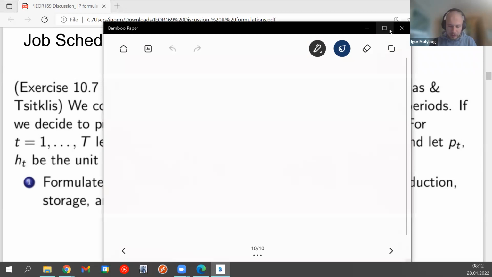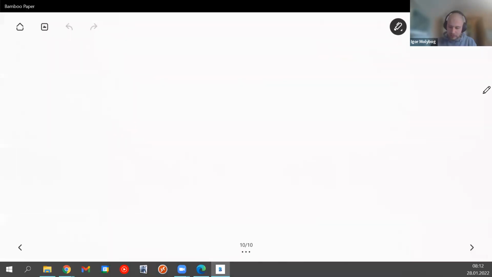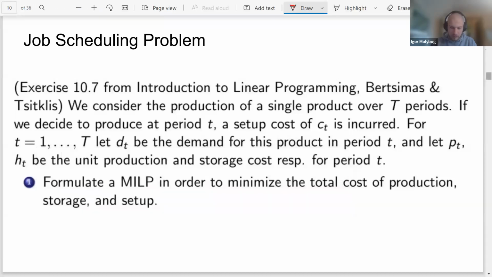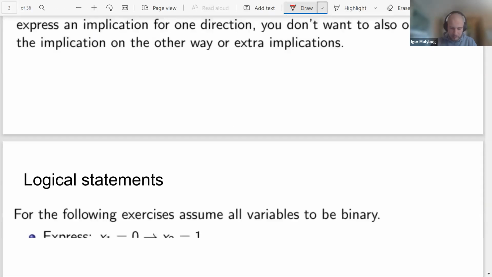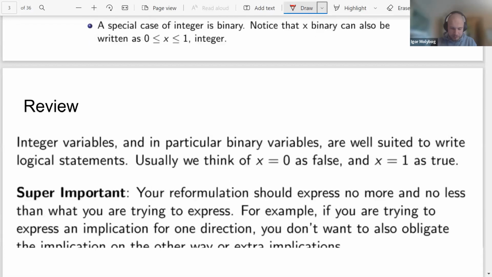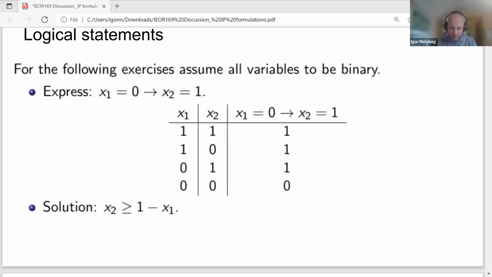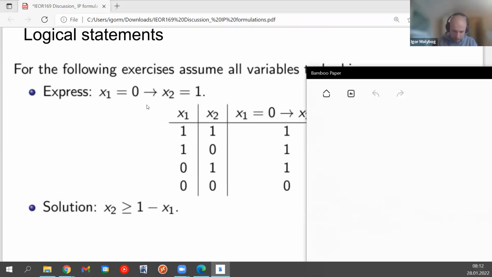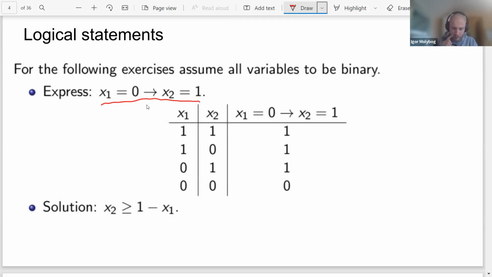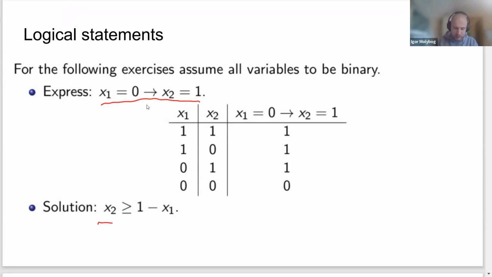Imagine a case when you are really struggling with putting down the reformulation of your logical condition to a system of linear inequalities. Let us take a look at an example. Let's say that we have this example here, and we would need to construct this inequality here.